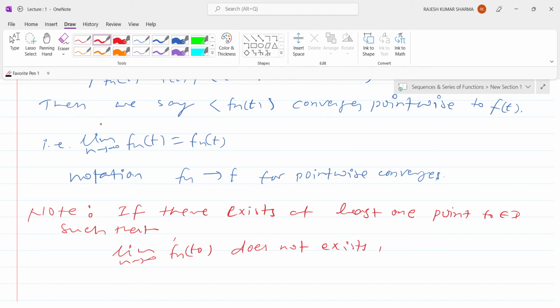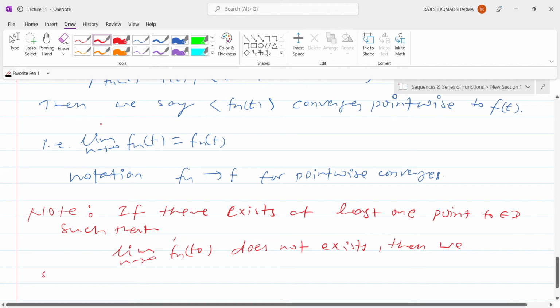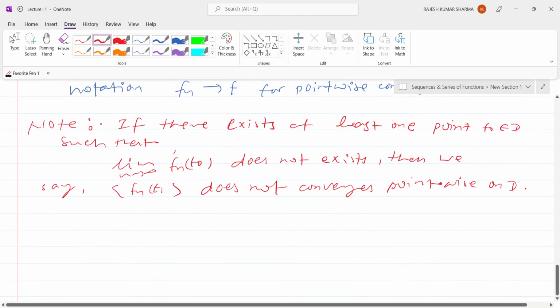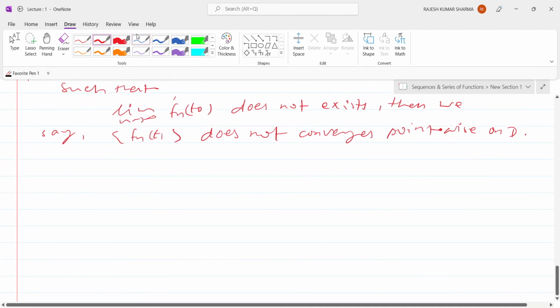if it does not exist, then we say the sequence fn(t) does not converge pointwise on D. Now see the example.